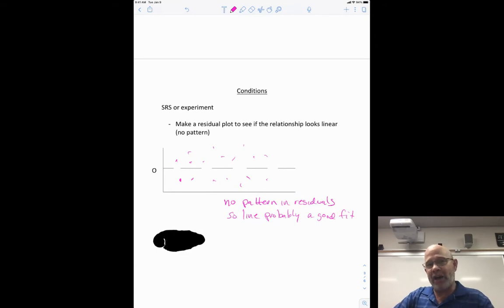Draw the actual picture. Do it on your calculator, but then draw the picture on the paper and then say there's no pattern in residuals. Don't try to find a pattern. None of these problems are meant to have a pattern in them. They're all meant to be done, so just do it.